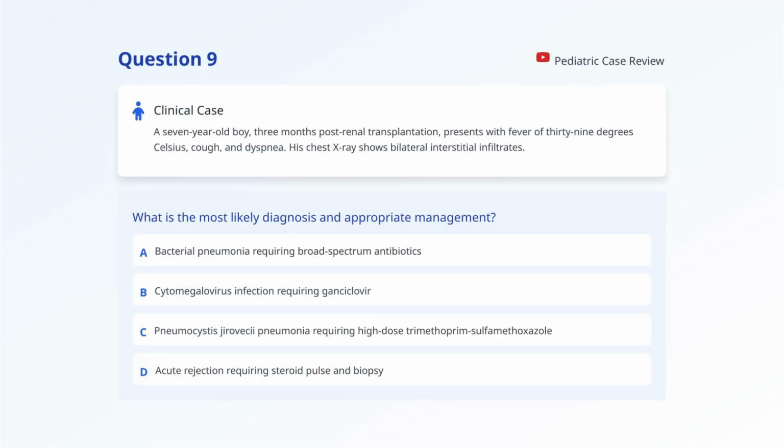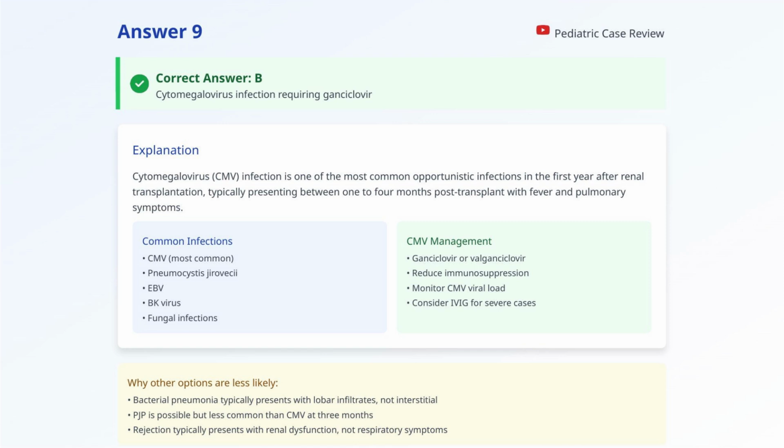A 7-year-old boy, 3 months post-renal transplantation, presents with fever of 39 degrees Celsius, cough, and dyspnea. His chest X-ray shows bilateral interstitial infiltrates. What is the most likely diagnosis and appropriate management? Option A, bacterial pneumonia requiring broad-spectrum antibiotics. Option B, cytomegalovirus infection requiring ganciclovir. Option C, pneumocystis jirovecii pneumonia requiring high-dose trimethoprim sulfamethoxazole. Option D, acute rejection requiring steroid pulse and biopsy. The correct answer is B, cytomegalovirus infection requiring ganciclovir.